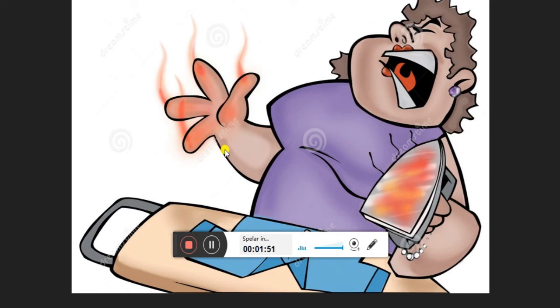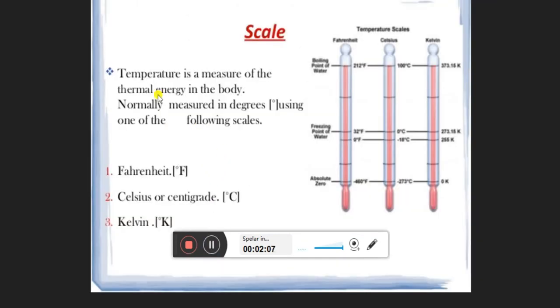Now we can easily say what temperature is. Temperature is the measure of the degree of hotness or coldness of an object. That means how cold or how hot the object is. So the temperature is a measure of the thermal energy of the body, that is, the degree of hotness or coldness in the body, and it is measured in degrees.